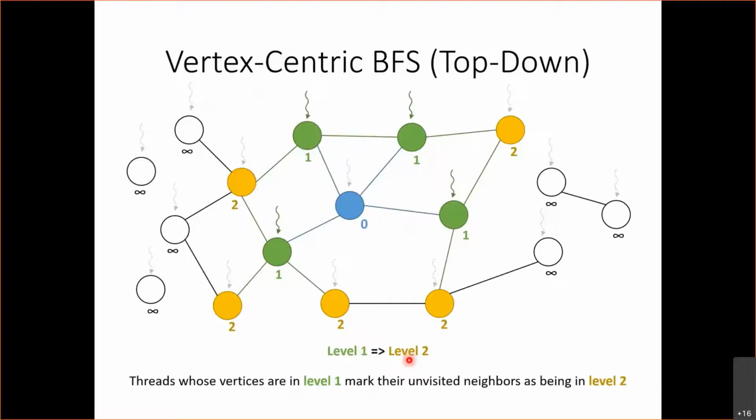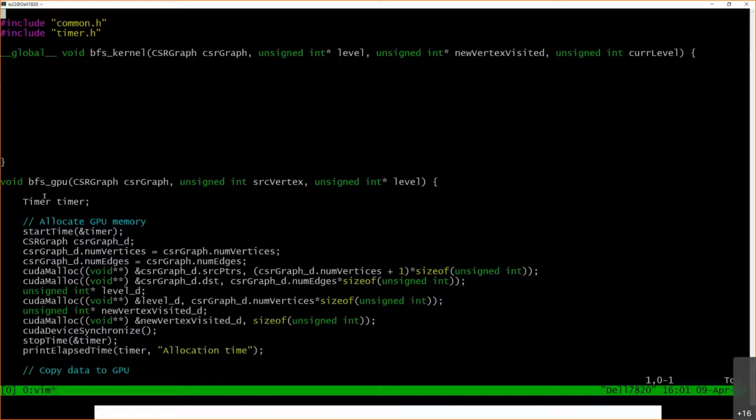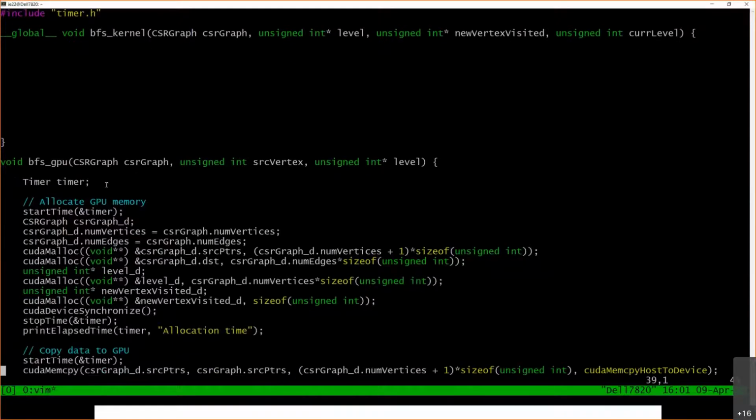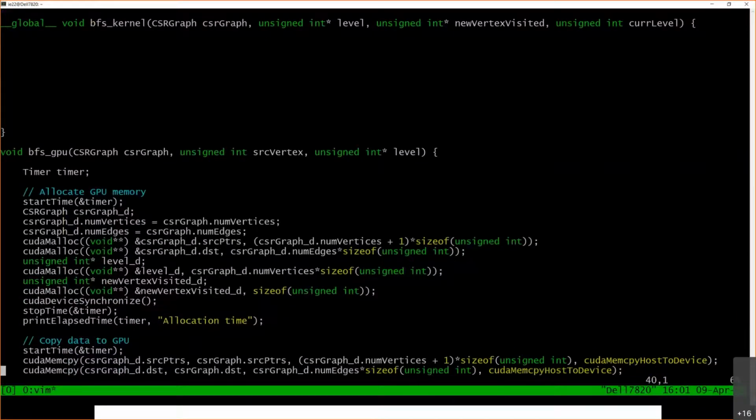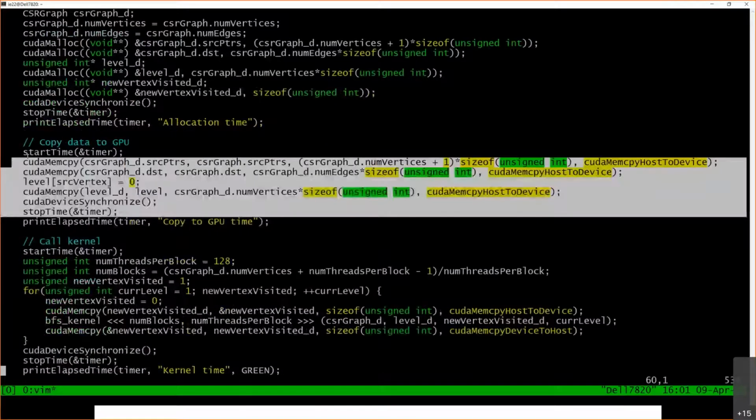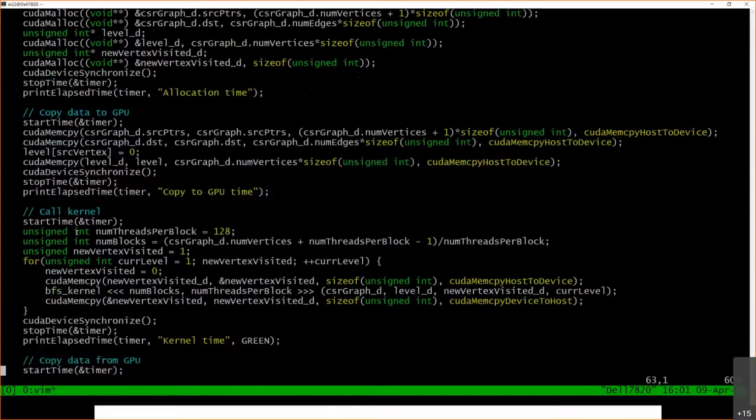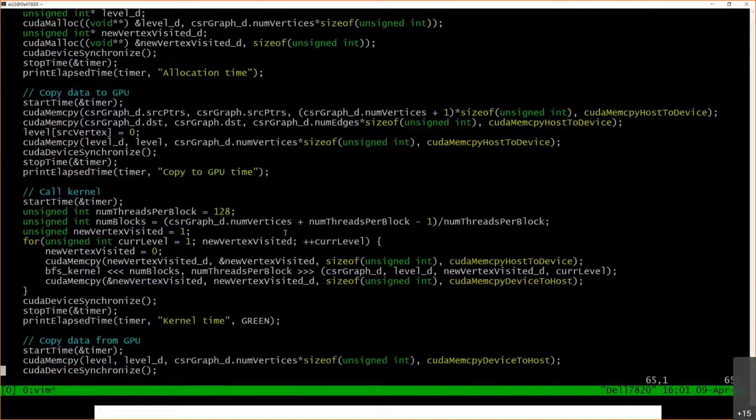So I'm going to switch over to the code terminal over here. I've already set up the code to do all the host management stuff for us. So here I have a CSR graph that's already been read from a file. I'm allocating it on the GPU, and then I'm copying it down here to the GPU. Then down here, I'm going to have a loop that's looping over the levels, and that calls a kernel to process each level.